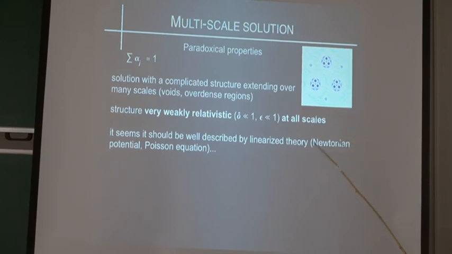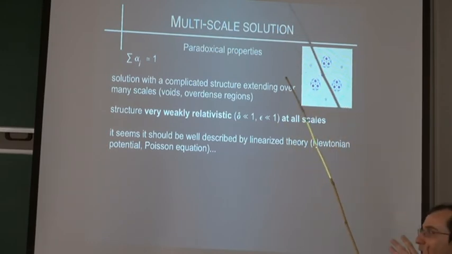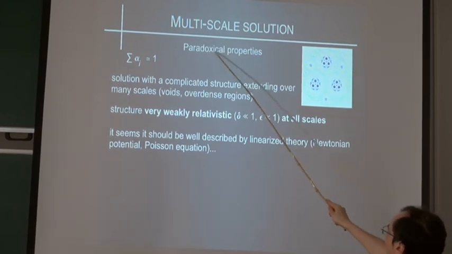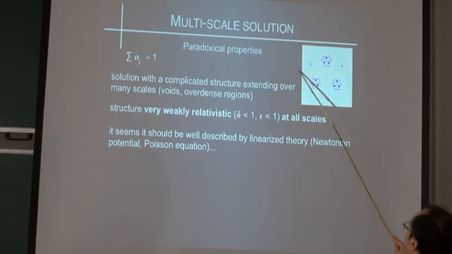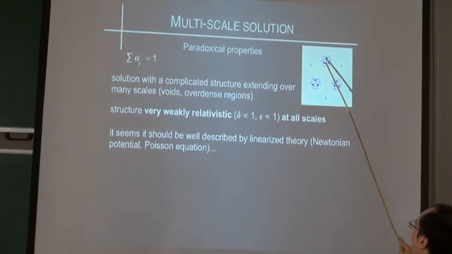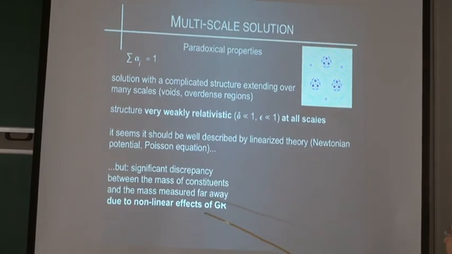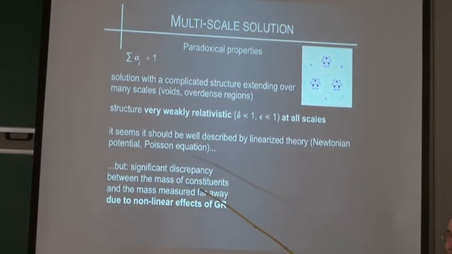Again, this parameter epsilon for each of these voids and each of these overdense regions is very small by itself. So it seems at first sight that this should be easily described by the nonrelativistic theory, which in this case is the Poisson equation and Newton's theory. What follows from Gauss's law is that the total mass of this thing, measured somewhere far away, should be equal to the integral of the density here. But it turns out that you can make the discrepancy between these two things as large as you want. So even though this looks extremely nonrelativistic, the effect of the non-linearity of GR can be made as large as we want.